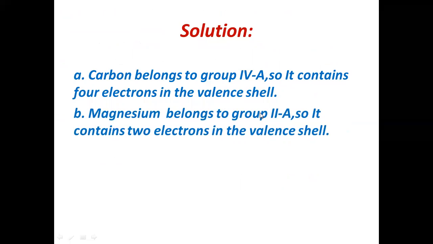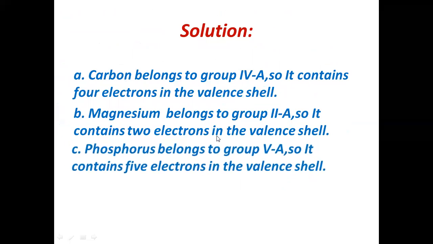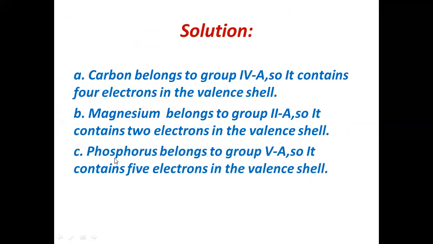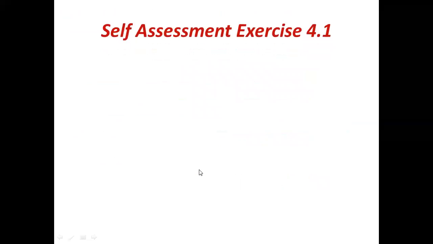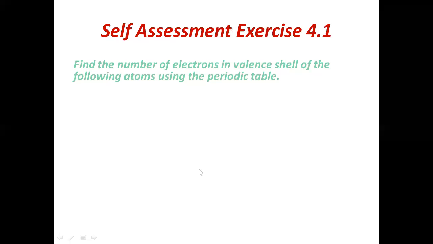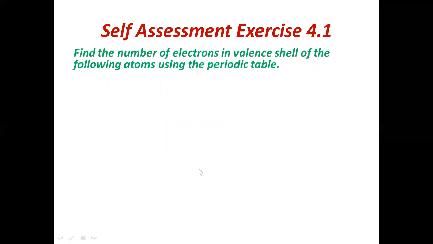Magnesium belongs to group 2A, so it has 2 electrons in the outermost shell. Phosphorus belongs to group 5A, so it has 5 electrons in the outermost shell. Then self-assessment exercise 4.1: find the number of electrons in the valence shell of the following atoms using the periodic table. This self-assessment exercise is the same as example 4.1.